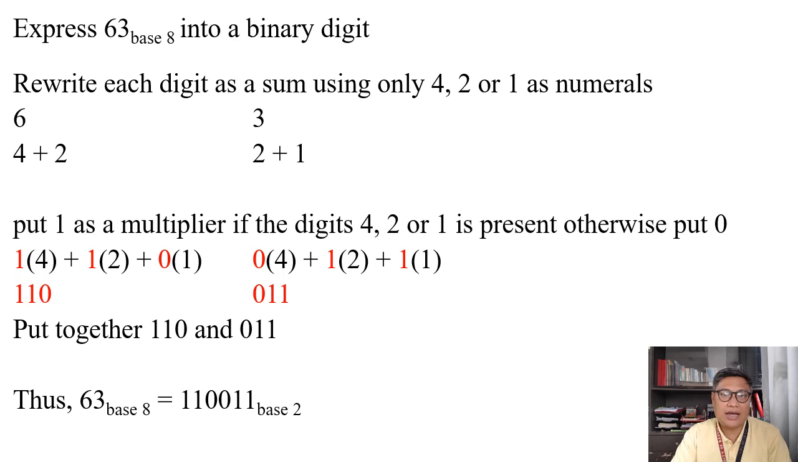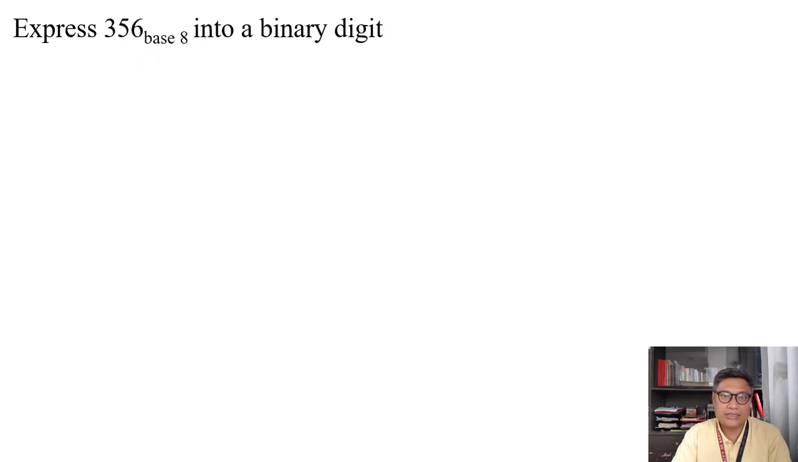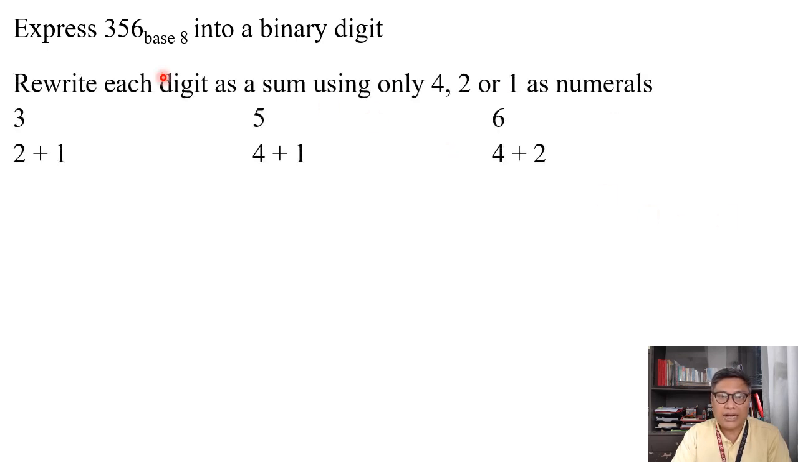Okay, so another example is 356 base 8 into a binary digit. So again, we are going to rewrite 3, 5, and 6 as combinations using only the numerals 4, 2, and 1. So 3 can be rewritten as 2 plus 1, 5 can be rewritten as 4 plus 1, while 6 can be rewritten as 4 plus 2.